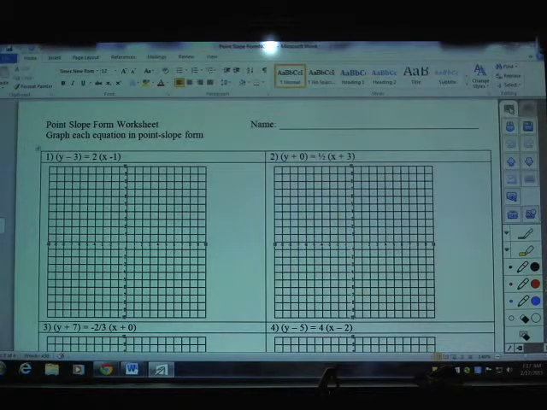This is the homework helper for the point slope form worksheet, 7th grade. Let's go and take a look at the first 4 questions. We're going to start off with the first 2 that you see on the screen here. We're graphing all these questions in point slope form. That's all we have to do. We don't have to think about anything else.